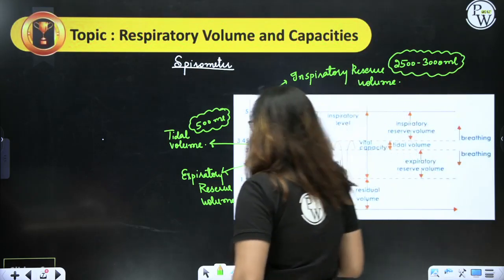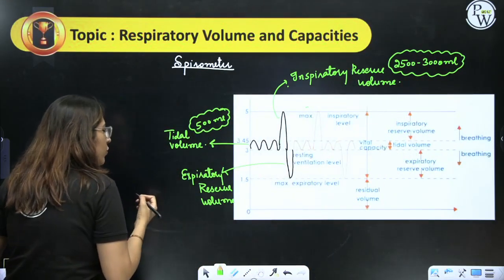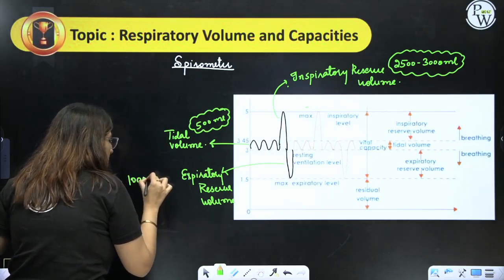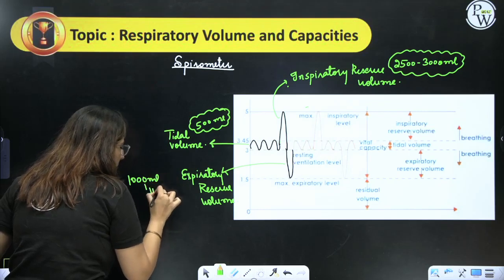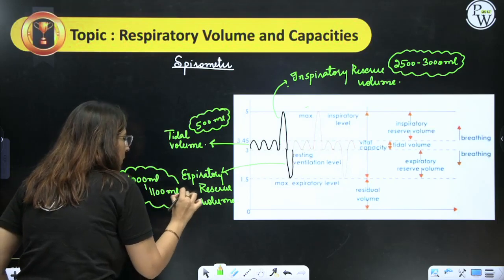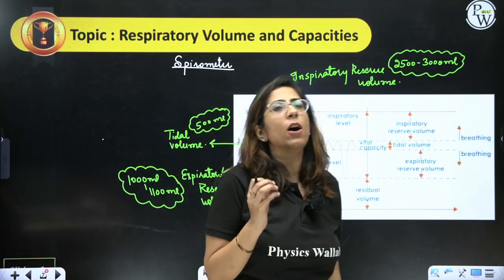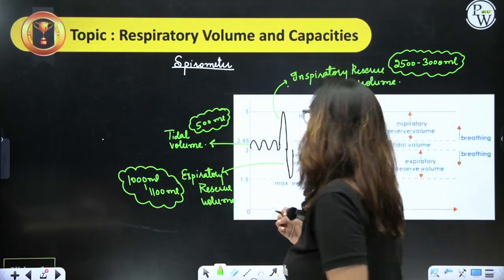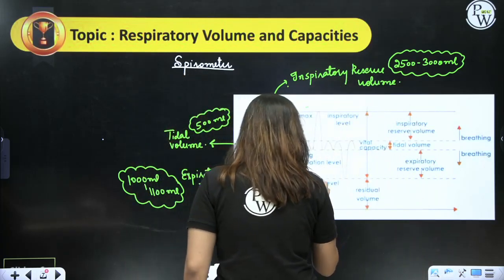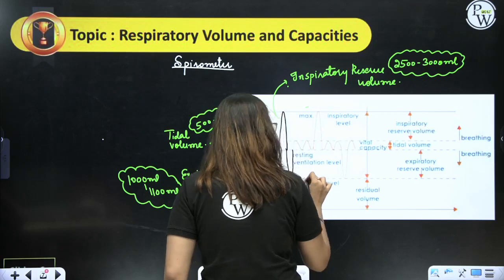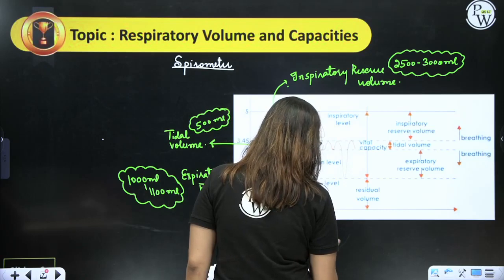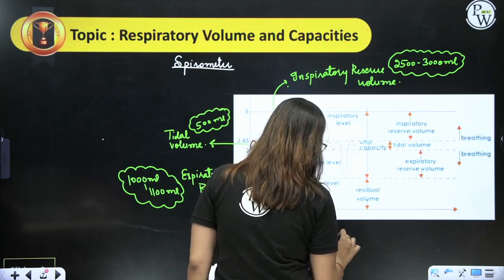Now next one is the expiratory reserve volume. How much will you be able to expire? That is around 1000 ml to 1100 ml. It varies. Now still some volume of gases remain in the lungs. What is that? That is termed as the residual volume. There is some volume of gas that does not go out, it just remains in the lung. So that is termed as residual volume, RV.